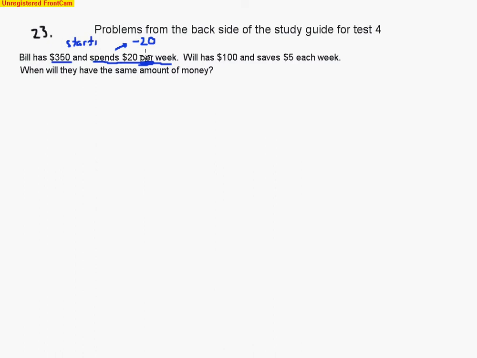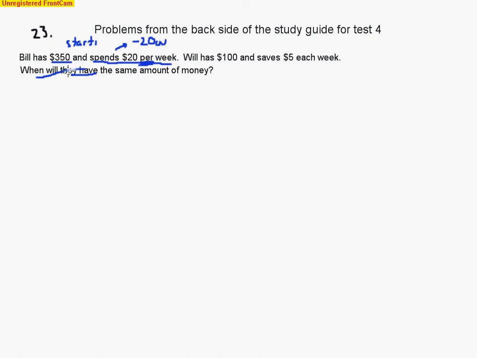Now, if we go into the question, it says, when will they have the same amount of money? After how many weeks will they have the same amount of money? That would have been another way to phrase that. So that tells us that is definitely our variable. We don't know how many weeks, so we're going to put a W right there in place of that.